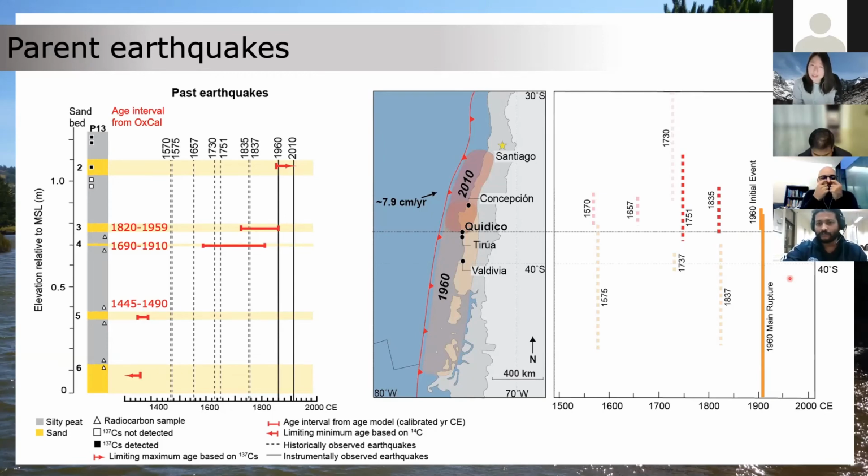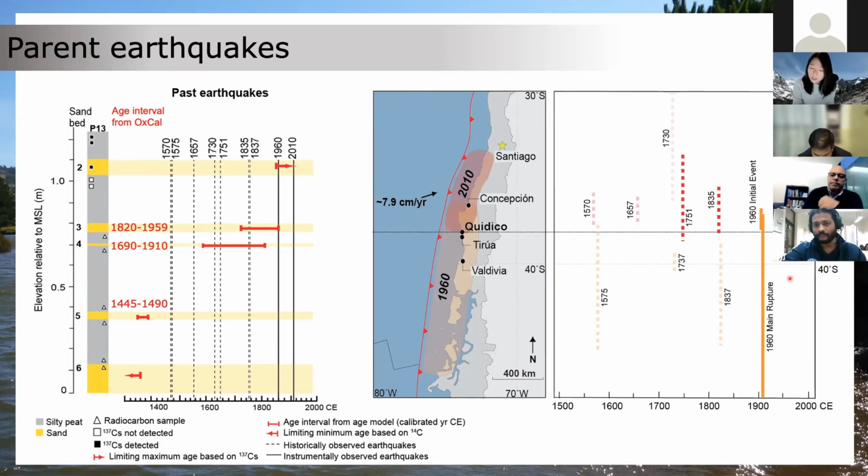Now, descriptions of the 1751 tsunami suggest that the earthquake began in a similar location to the 2010 earthquake rupture between Santiago and Tirua. Destruction from the 1751 tsunami, though, prompted inhabitants of Concepcion to move the city inland.